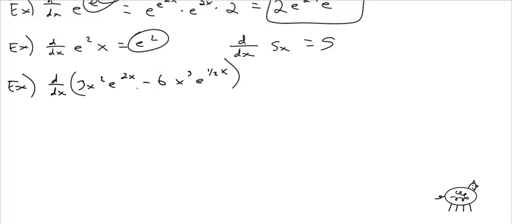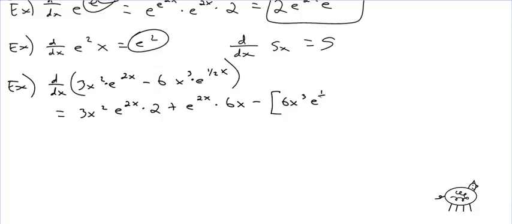So if I take the derivative of the first part, it's just using the product rule, because that's what this is: 3x squared times e to the 2x. So it's the first, which is 3x squared, times the derivative of the second, which is e to the 2x times 2, plus the second, e to the 2x, times the derivative of the first, which is 6x. It's not that big of a deal. And then it's minus, and I'm going to put this in parentheses here because people sometimes forget that. It's minus, and then you take the derivative and then distribute the negative. All right, so again, it's got the product rule here. So it's the first, which is 6x cubed, times the derivative of the second, which is e to the 1/2 x. The derivative of 1/2 x is 1/2, so it's times 1/2.